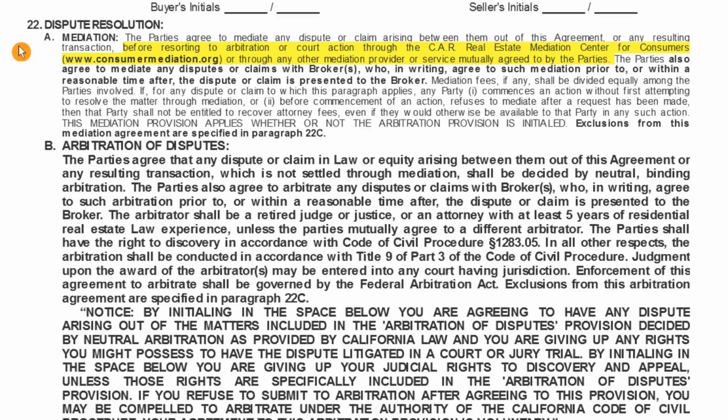As far as the dispute resolution section goes, mediation and arbitration are generally part of the agreement, and both buyer and seller have to agree to abide by these sections. But I'm including a link below to a quick guide from the California Association of Realtors that gives you a lot of detail about these.